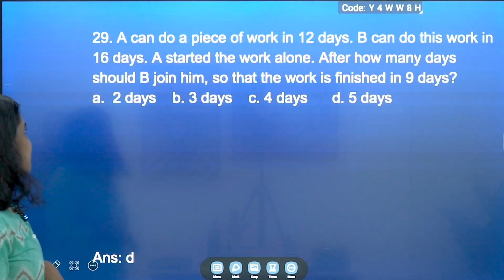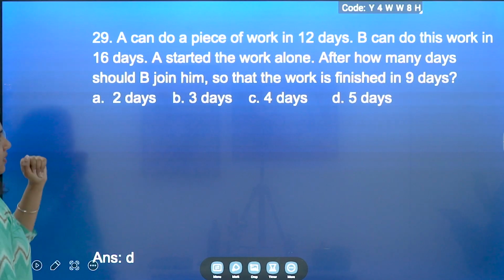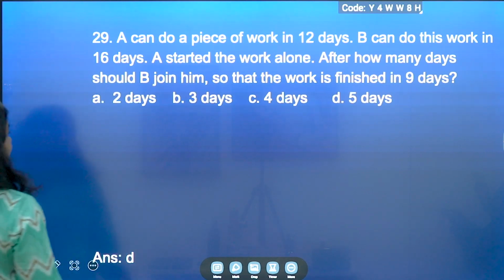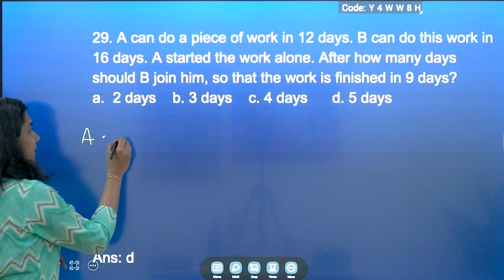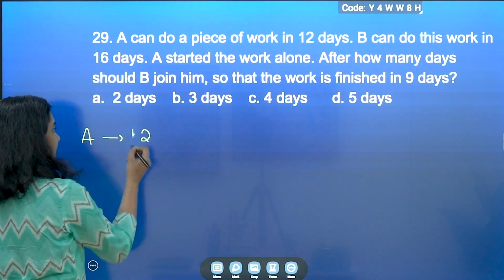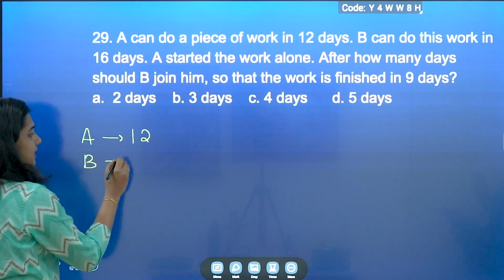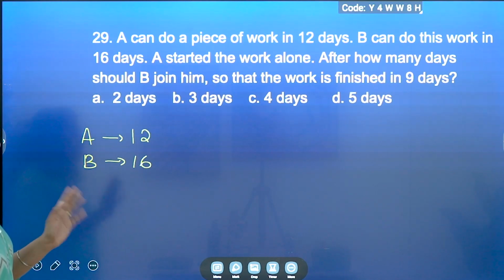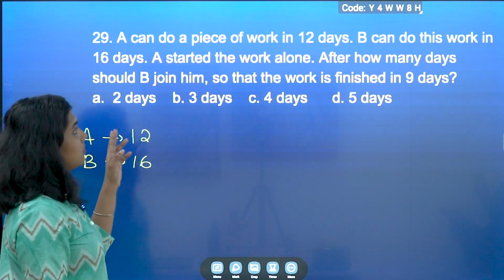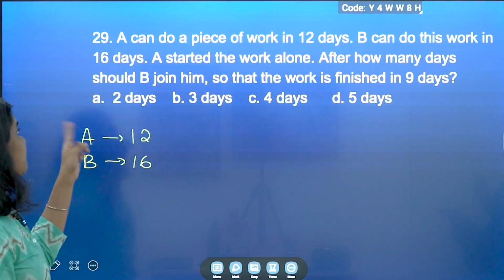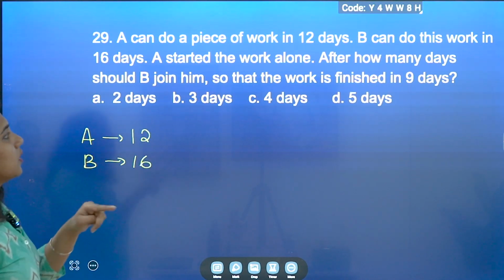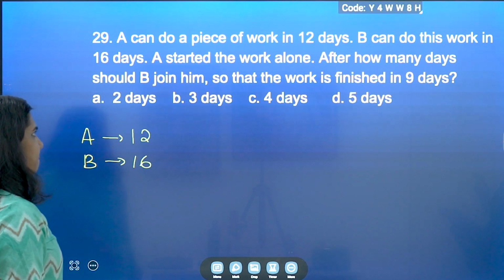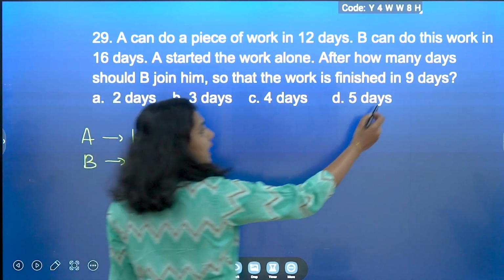So the next question is: A can do a piece of work in 12 days, B can do this work in 16 days. So A will take 12 days and B will take 16 days. A started the work alone. After how many days should B join him so that the work is finished in 9 days? So the work has to finish in 9 days, right?